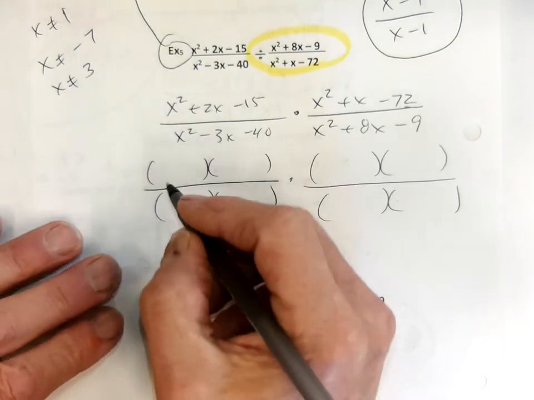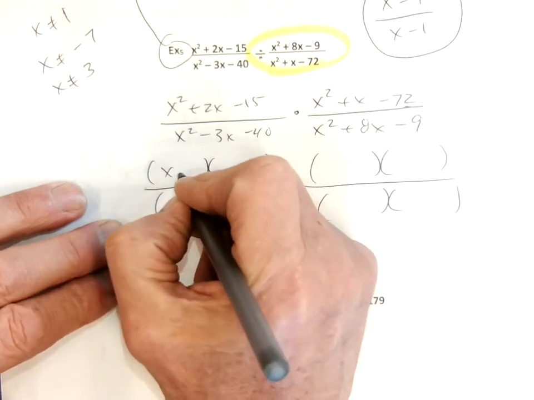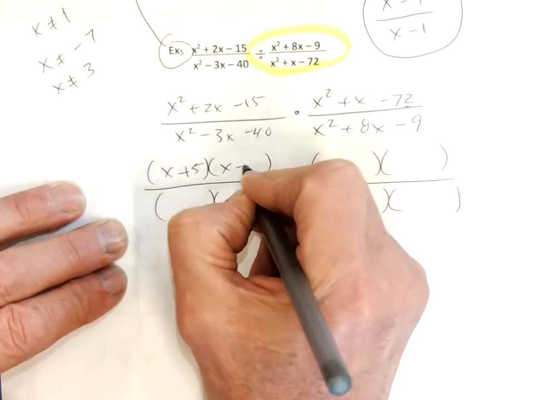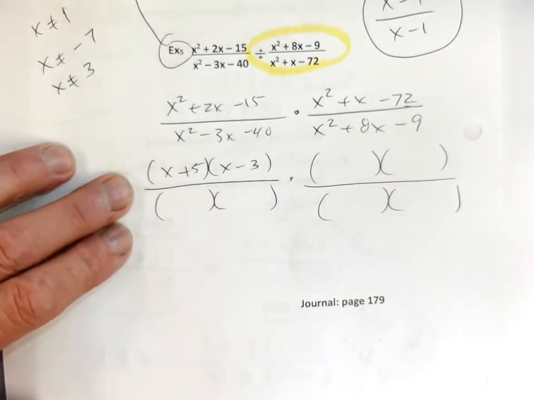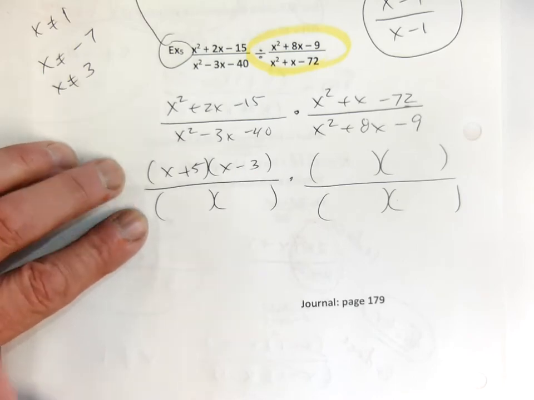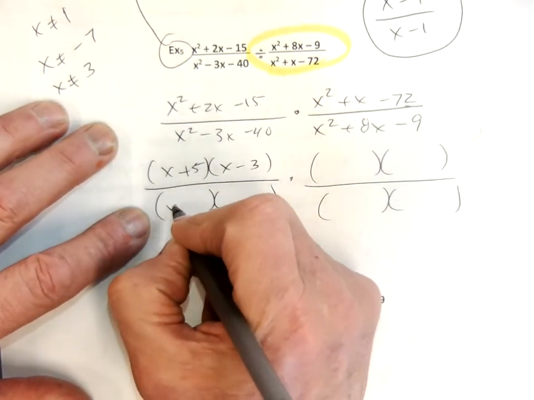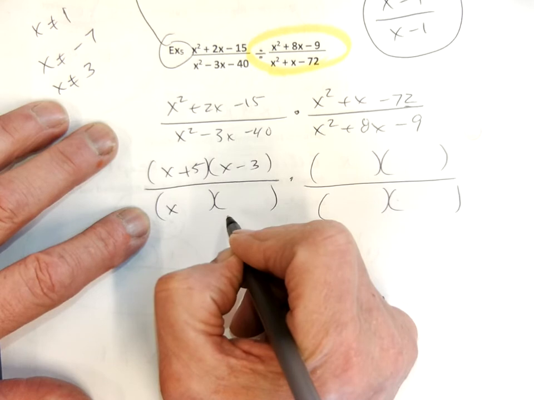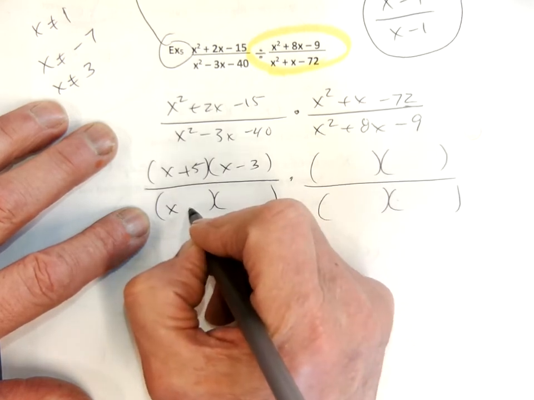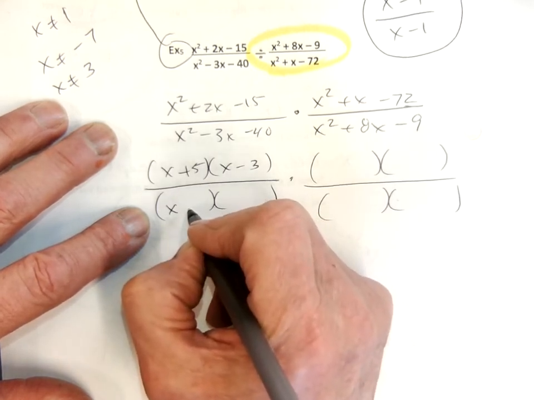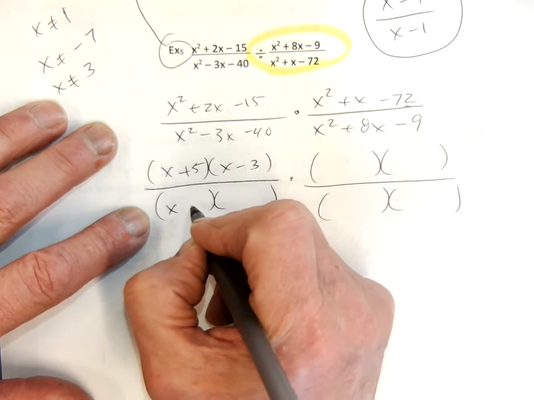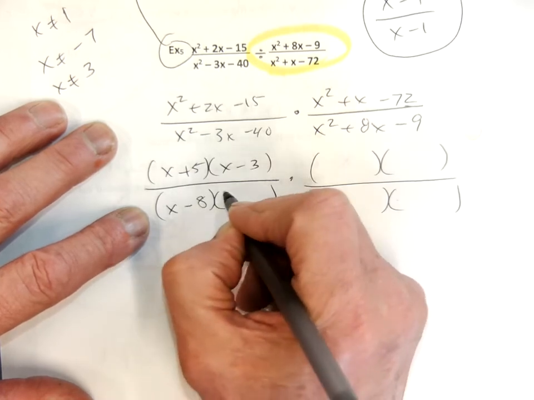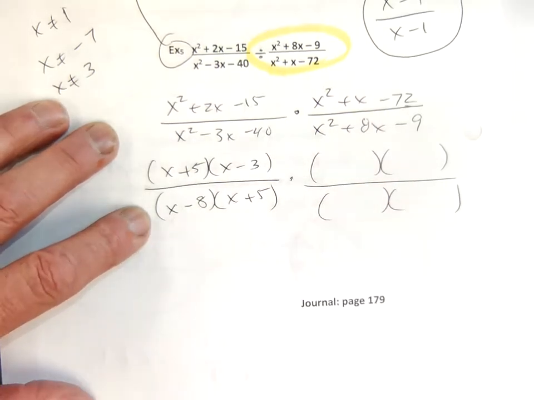Okay, how about x plus 5, x minus 3? Thumbs up on that one? Okay. How about x, let's see, that'd be 10 and 4, right? 10 and 4, yeah. Nope. 8 and 3. 8 and 5. How about x minus 8, x plus 5?